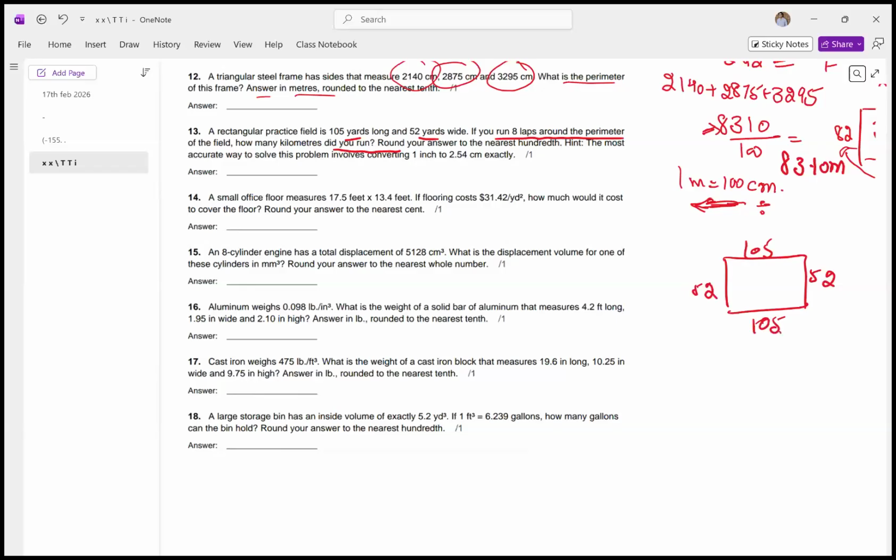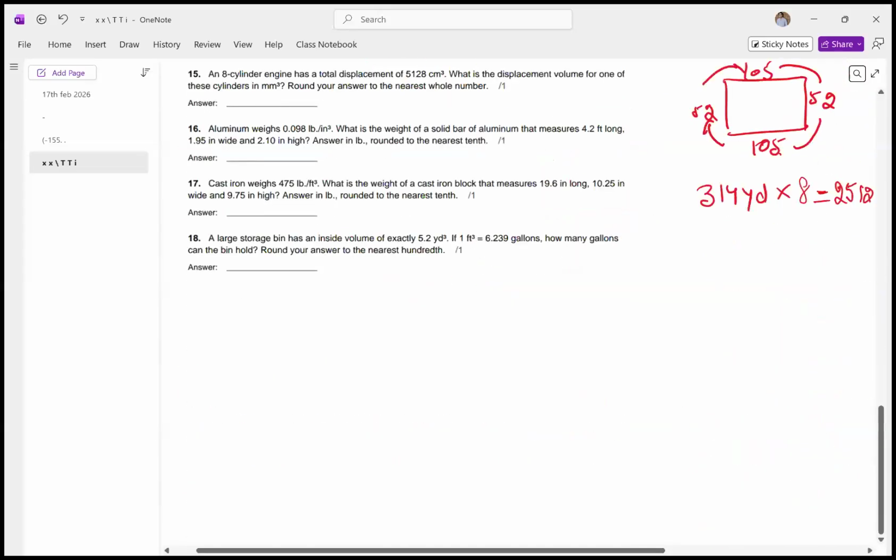So how many yards are there first of all? If I add all these numbers, that's going to give me 314 yards, but I end up covering 8 laps of this, so multiply by 8, so the total is 2512 yards.